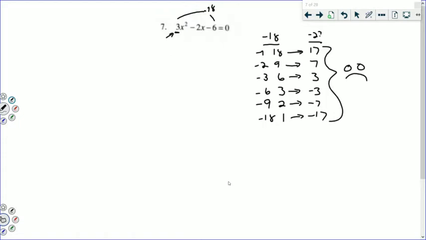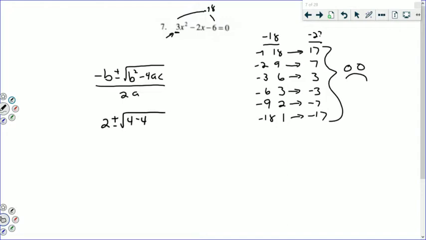Just a quick reminder, the quadratic formula is negative b plus or minus the square root of b squared minus 4ac, all over 2a. So let's fill in some values that we know. We know b is negative 2, so negative 2 is positive 2, plus or minus the square root. Negative 2 squared is 4, minus 4 times a is 3, times c is negative 6. That whole thing is over 2 times 3.